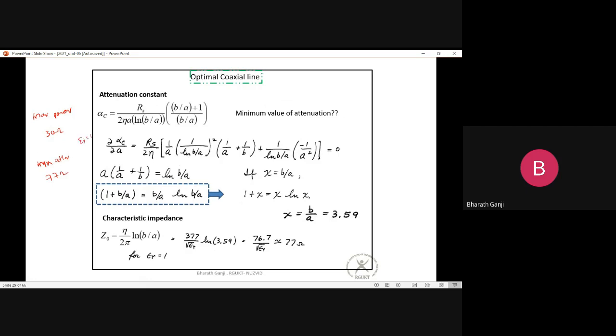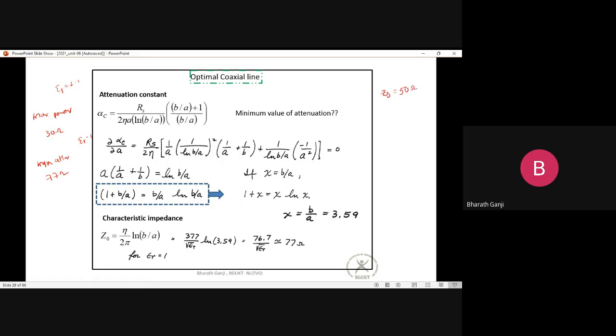But if epsilon r is not equal to 1, if epsilon r is a finite value, then these values might change. Say, for example, if epsilon r is some 2.1 or so, then the maximum power will be around 20 ohms and the minimum attenuation will be close to 55 or so ohms. Okay. So the thing is, when we were solving the transmission line questions, most of the time the characteristic impedance is usually taken as 50 ohms.